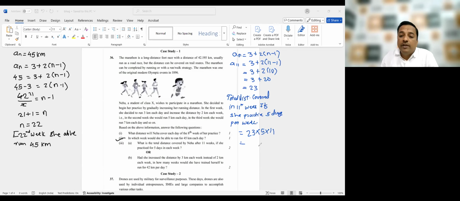Now 5 3s are 15, 1 carry, 5 2s are 10 and 1 is 11. Then 11 5s are 55, 5 carry, 11 1s are 11 and 5 is 16, 1 carry, 11 1s are 11, and 5. So total distance she covered in 11 weeks if she runs for 5 days per week is 1265 kilometers. Got it? समझ में आया? हाँ. ये क्वेश्चन थोड़ा ट्रिकी था.